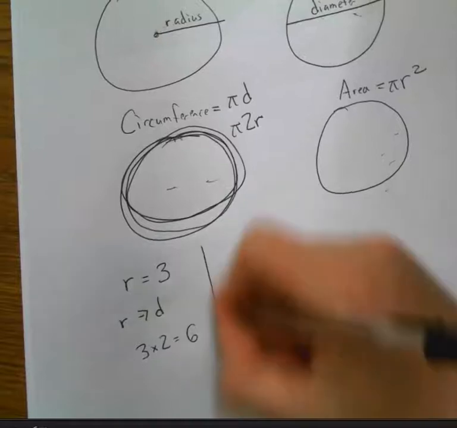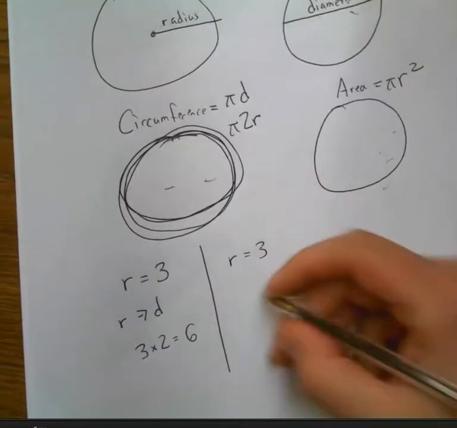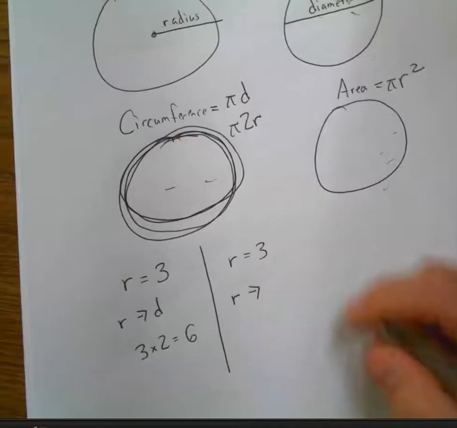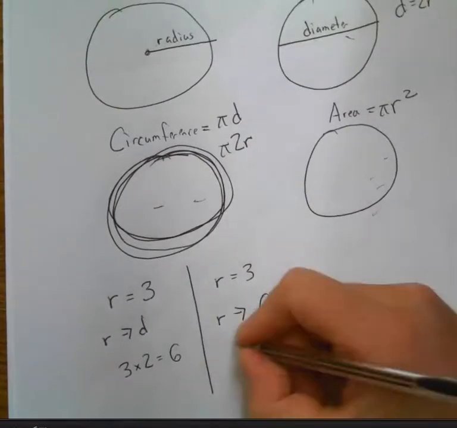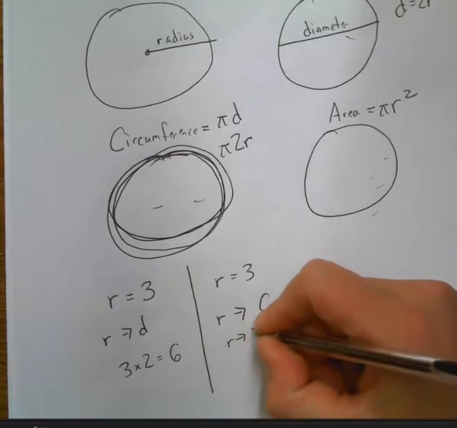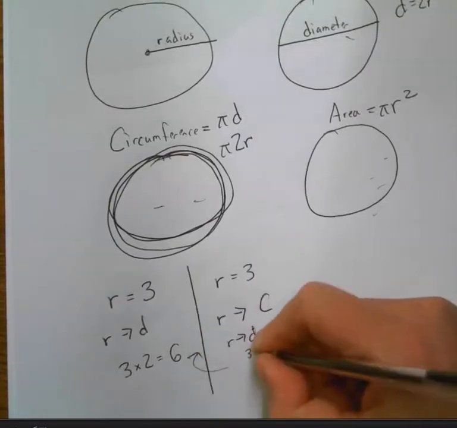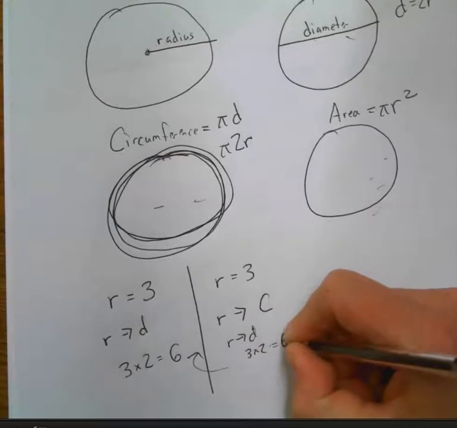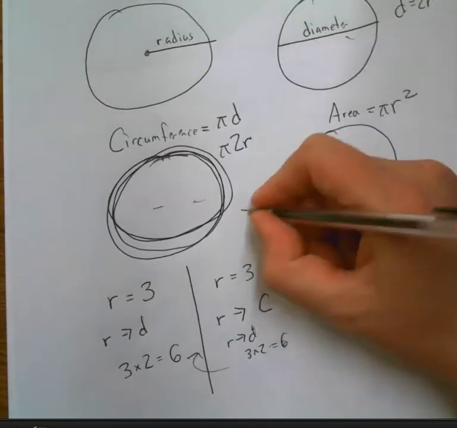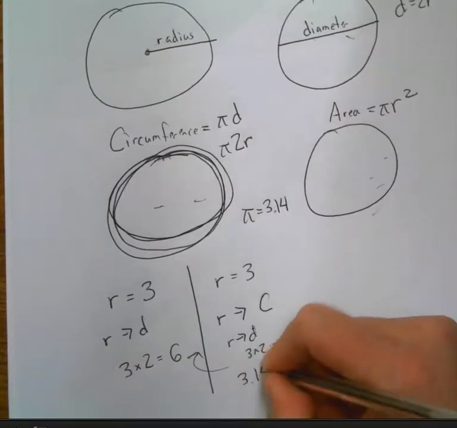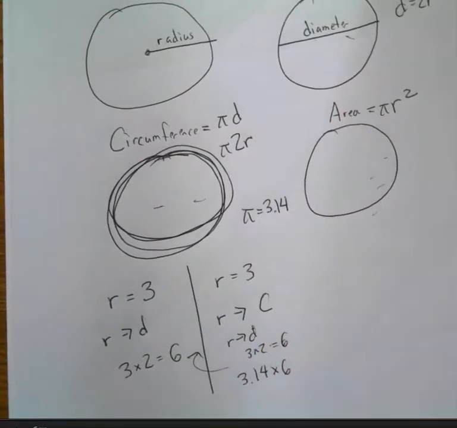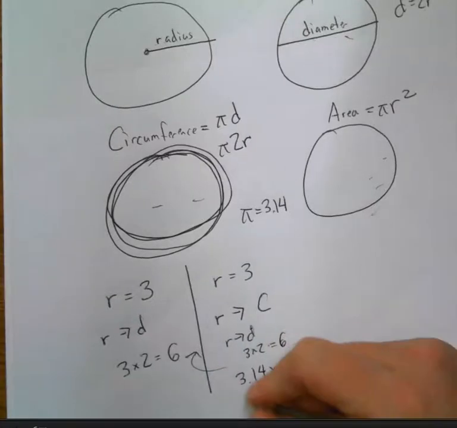If they give me a radius, still 3, and I'm going to get from radius to circumference, well, I go to the diameter. I can do radius to diameter, which I just did. 3 times 2 is 6. And then I times by pi. And I forgot to mention, but pi is 3.14. So I do 3.14 times 6. 3.14 times 6 is 18.84.